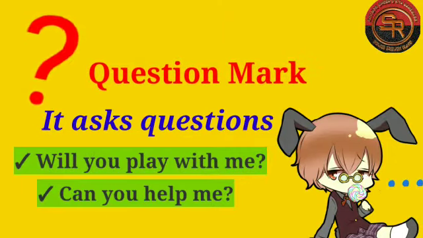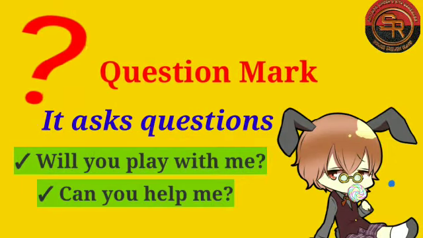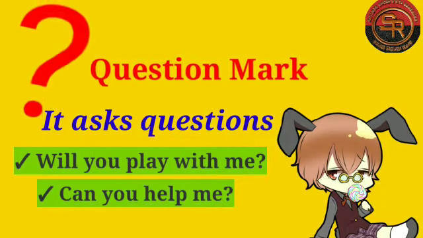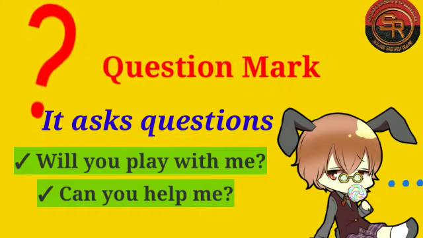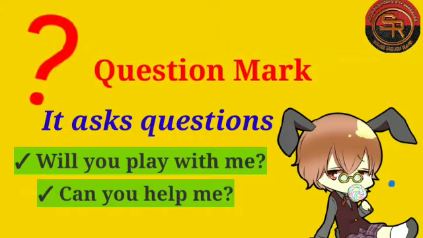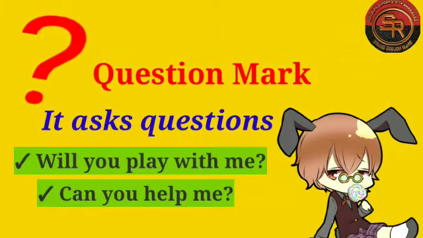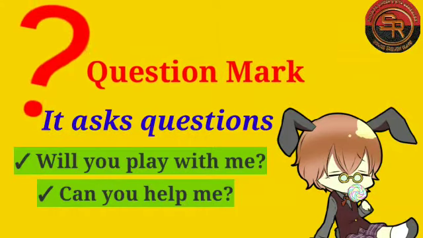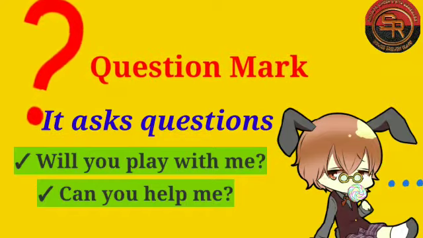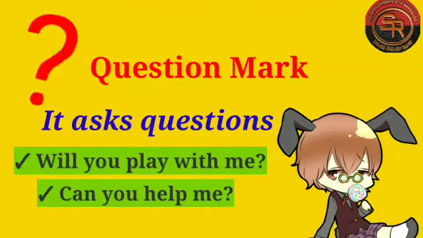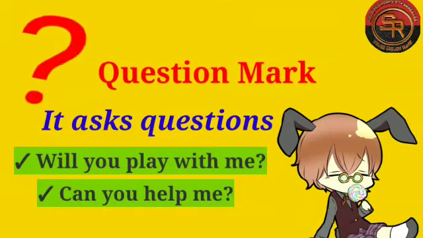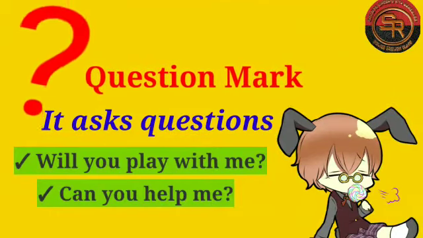Now, let's look at the next punctuation mark, that is a question mark. A question mark asks questions. So let's look at the questions. Will you play with me? In this sentence, the sentence begins with a capital letter and it ends with a question mark, so that we all can understand that this is a question. This is an interrogative sentence.